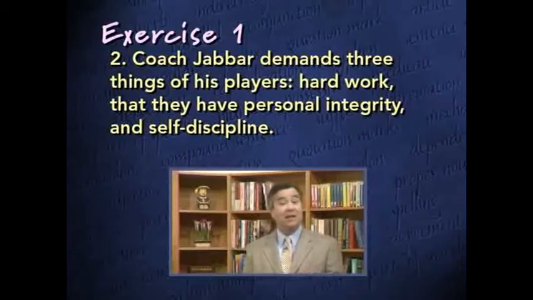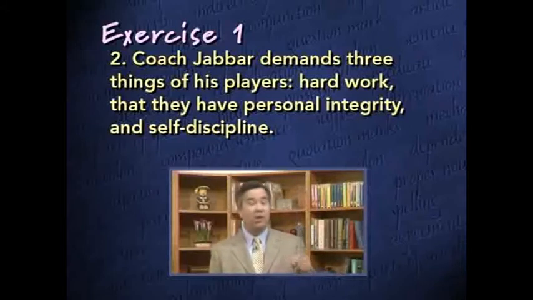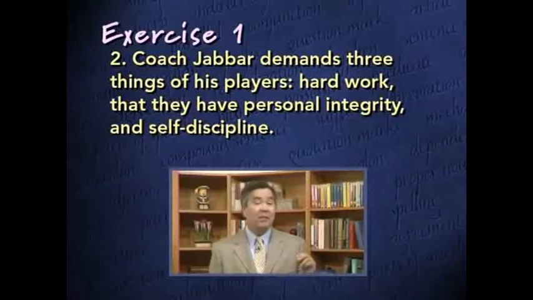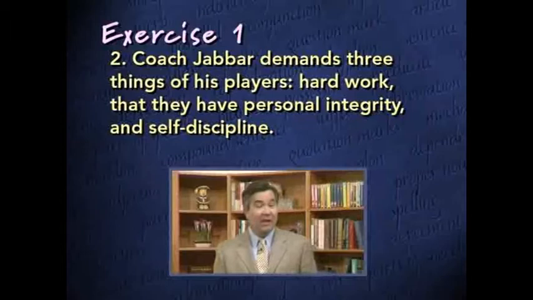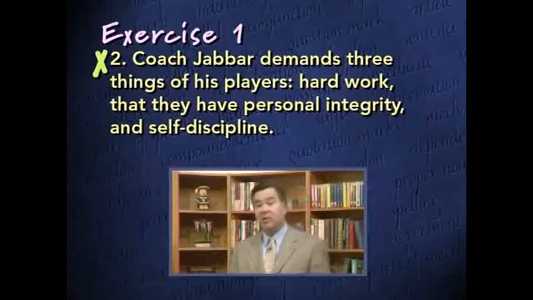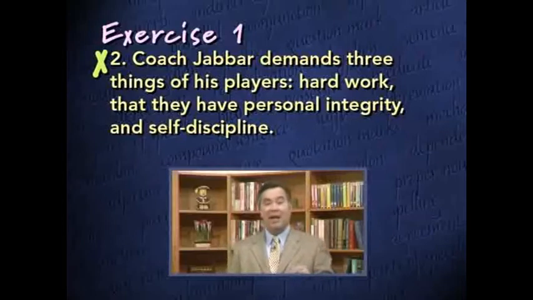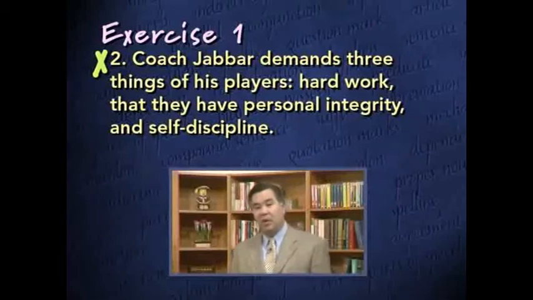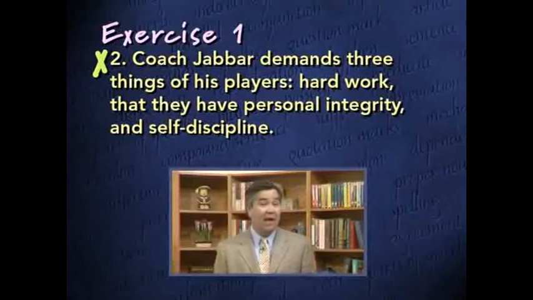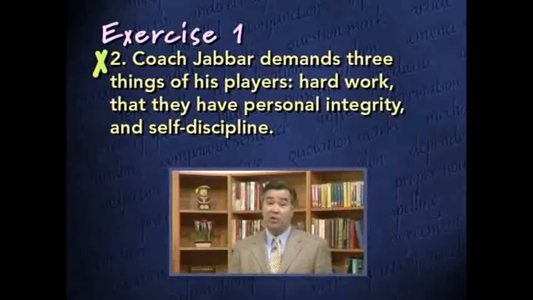Now, here we have a list of 3 things, the 3 things that Coach Jabbar demands of his players. And whenever 3 or more things are being listed, we want them to be set up in grammatically parallel form. Has that been done here? No, not quite. The first and third items in the list look similar grammatically: hard work, self-discipline. Here we have nouns preceded by an adjective: hard work, self-discipline. Self-discipline is a hyphenated word, but in effect it's the same form, an adjective preceding a noun. However, the second item in the list is not set up in the same way. Instead, it's a clause, that they have personal integrity.